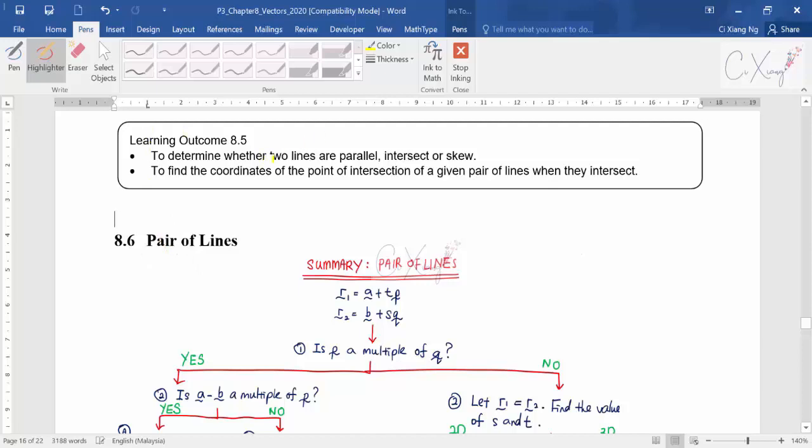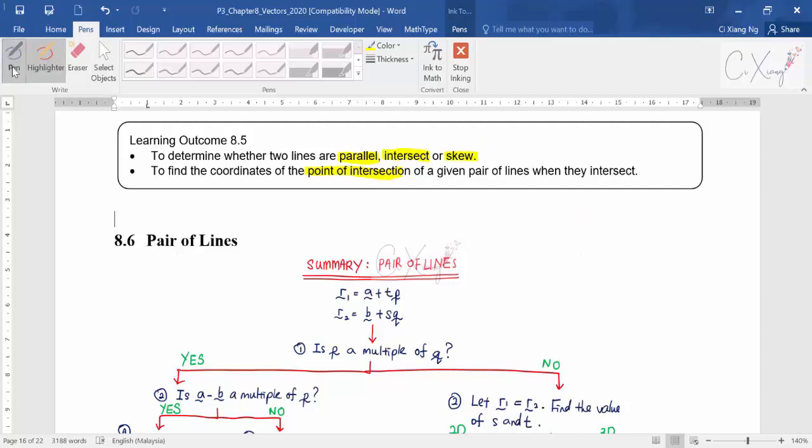The learning outcome for this part is that you need to know how to determine whether the two lines are parallel, intersect, or skewed. All right, so there are three important words here that you have to understand and know how to determine. And after that, if you know that they are intersecting with each other, then you need to know how to find the coordinates of the point of intersection. Mainly we are going to discuss all this in this part.